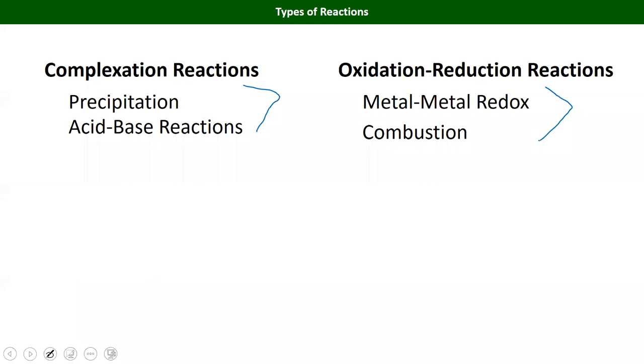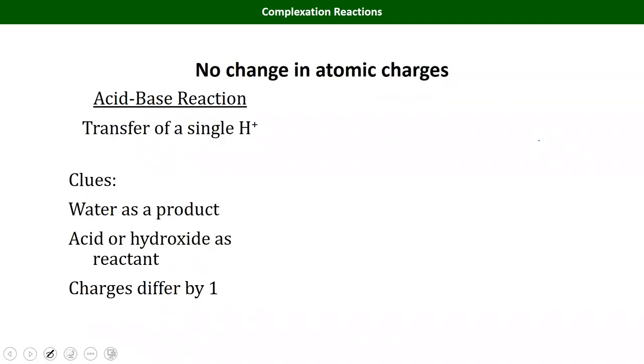So for these complexation reactions, if everything is still the same, if no electrons are changing hands, then the complexation reactions should be the easiest to recognize because everything should be more or less the same before and after. So we're going to go through those first. And this is the key. There's no change in atomic charges. The charge of the entire molecule might change. But each atom still has the same number of electrons, arranged the same way.